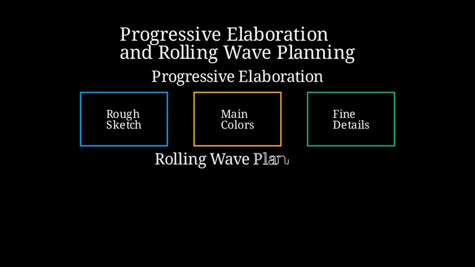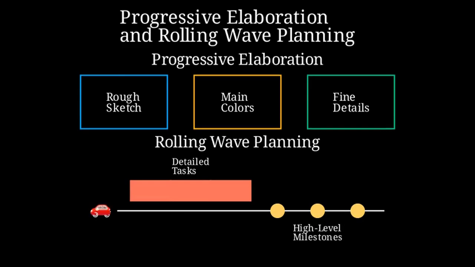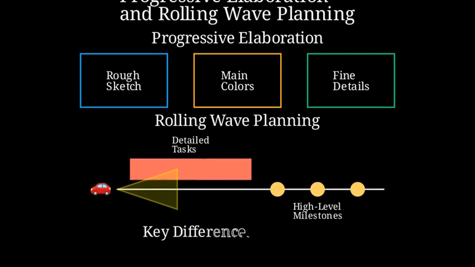Now, let's look at rolling wave planning. It is a specific way to apply progressive elaboration. We plan near-term work in detail, while far future work stays high level. Imagine driving at night. The headlights show the road close to you, but the distant road is only a general direction. Let's compare them quickly.